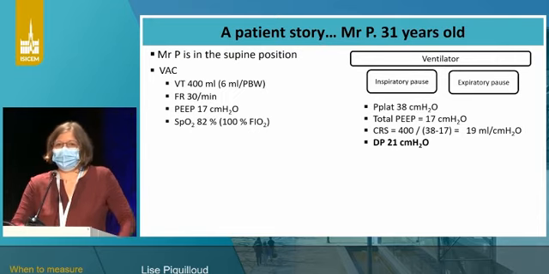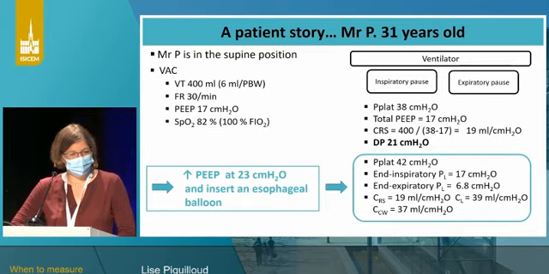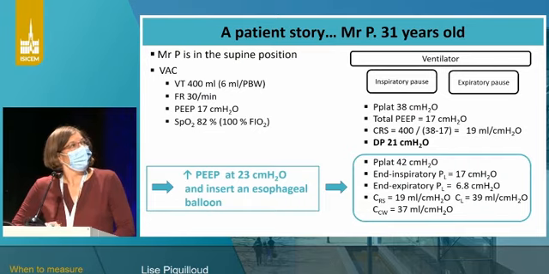This is, again, my patient at the same point as he was before. PEEP was increased to 23, and the esophageal catheter was placed. Now, plateau pressure is 42, end inspiratory transpulmonary pressure is 17, and end expiratory transpulmonary pressure is 6.8.